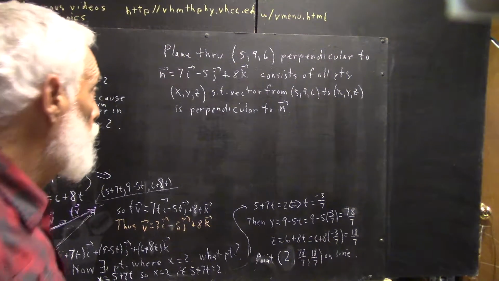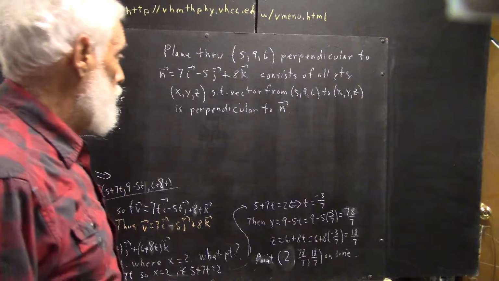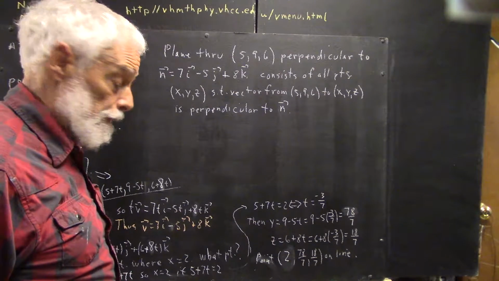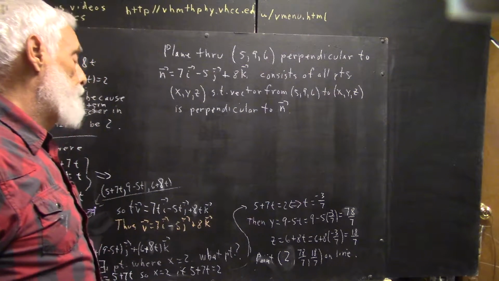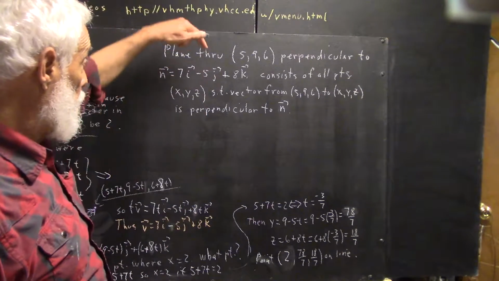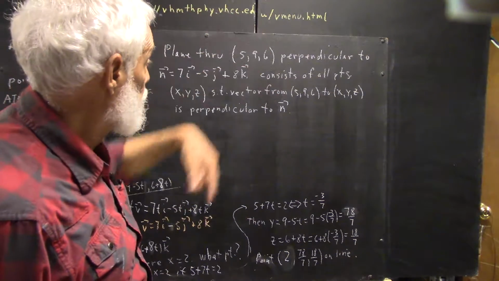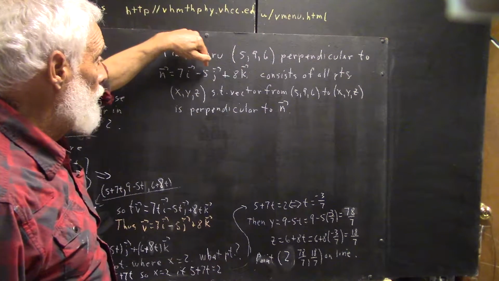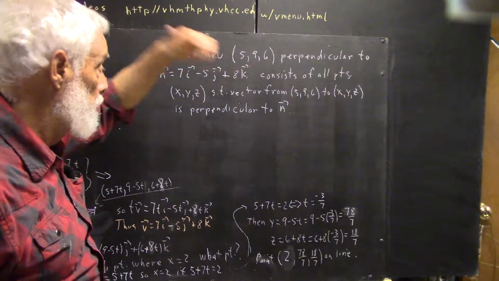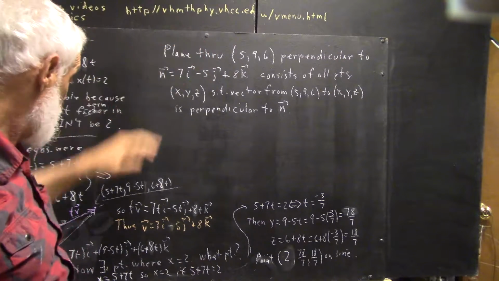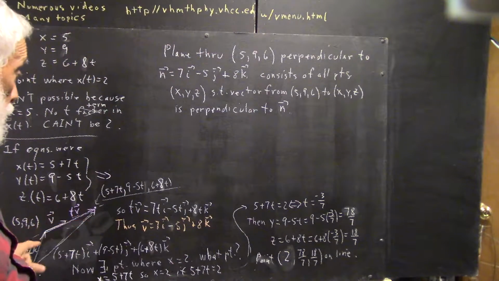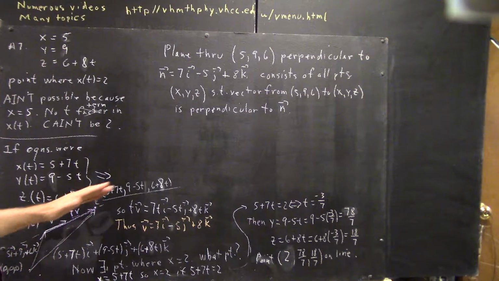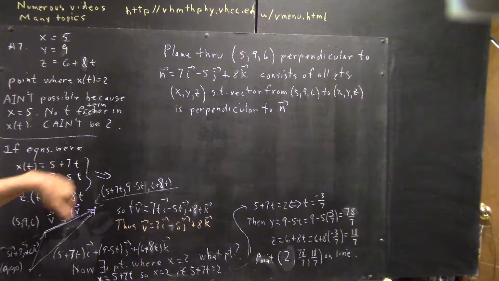Now we've alluded to planes, but let's make everything really specific, okay? Just as an example, I'm going to say the plane through 5, 9, 6, perpendicular to n equals 7i minus 5j plus 8k. That just happens to be the same as the vector v that characterized this line. So what we're actually doing is finding a plane that's perpendicular to this line.